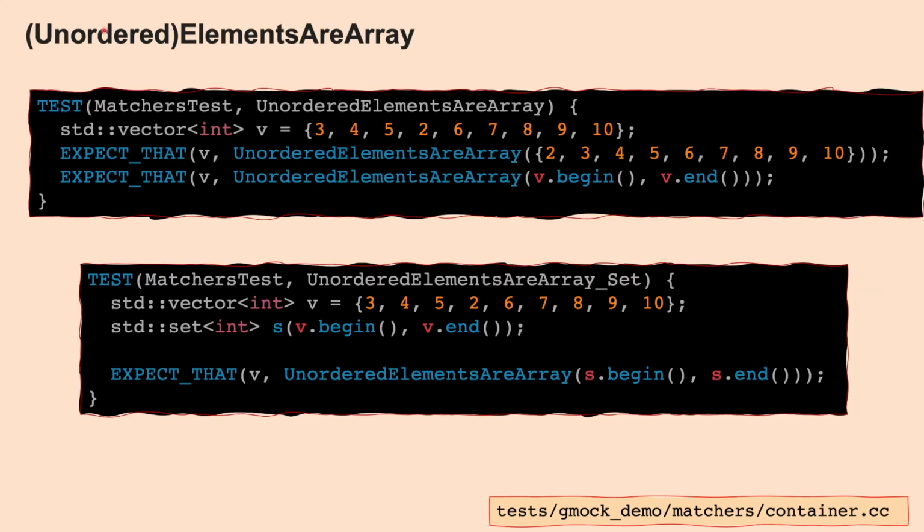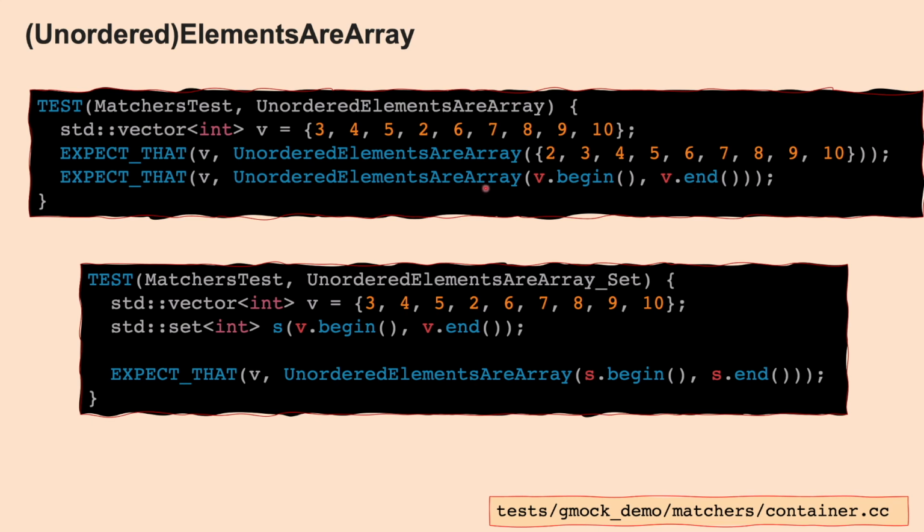There's a slightly different version of unordered elements are or elements are, which is called elements are array. Basically, instead of providing the elements as parameters of these matchers, you put them inside a vector or an array or a collection, and then provide that to the matcher. So here I'm putting them inside a pair of curly braces, and here I've put them inside a vector beforehand, and then I'm using iterators to specify the elements.